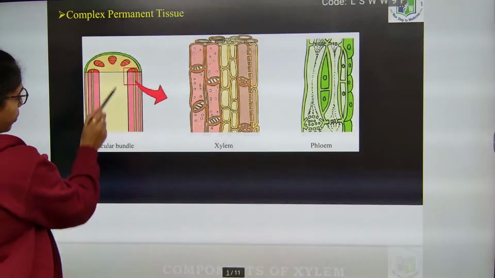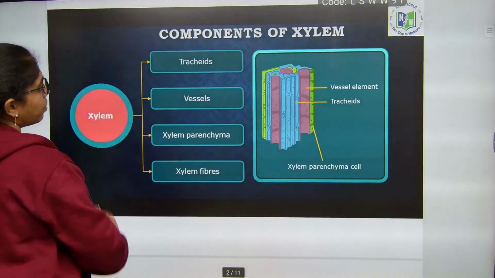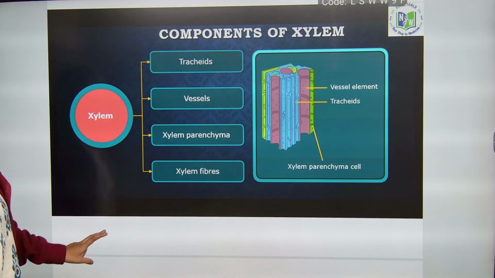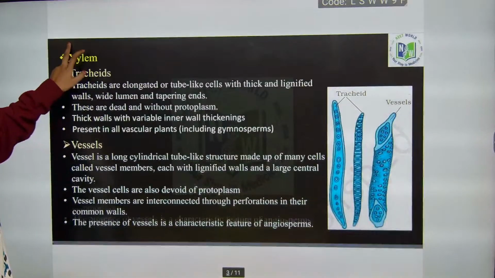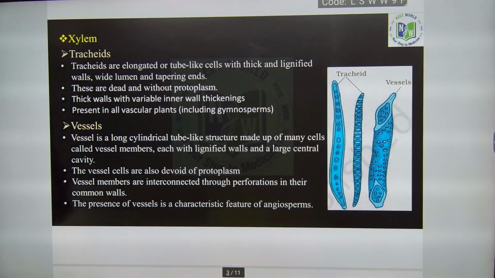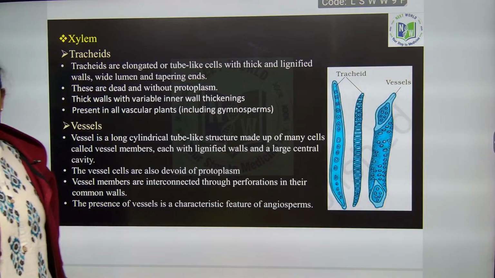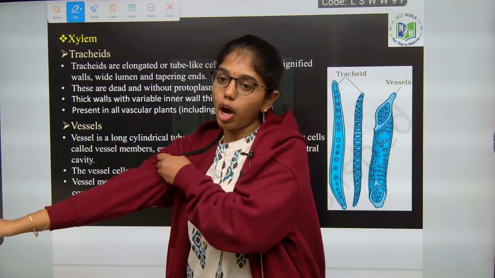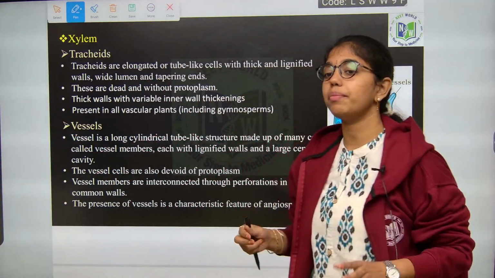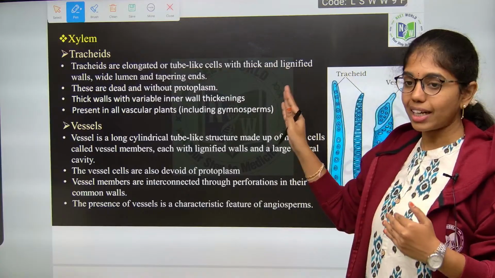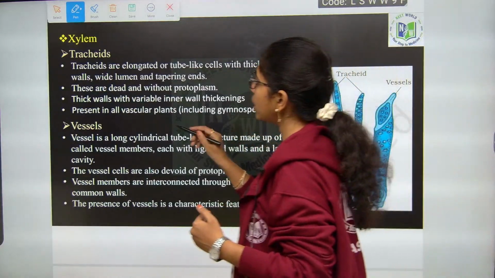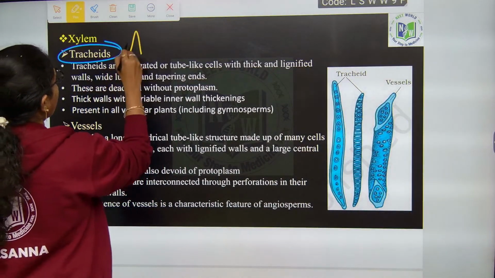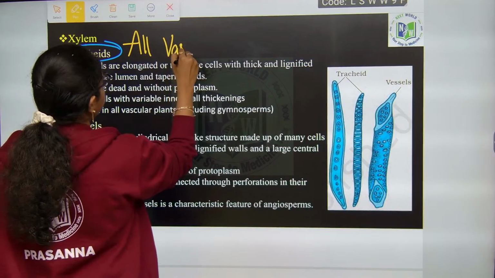Now if you see the components of xylem tissue, we have discussed tracheids, vessels, xylem parenchyma and xylem fibers. Now we will clearly exercise each component of xylem tissue. First is tracheids. Remember, tracheids are present in all the vascular plants, that is tracheophytes. All vascular plants are tracheophytes. The name came after the component, that is tracheids.